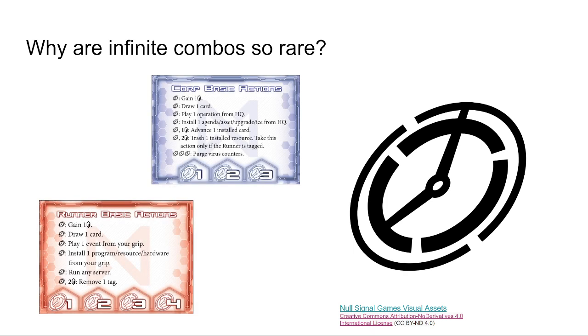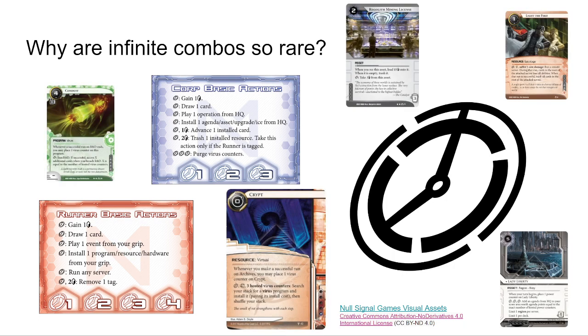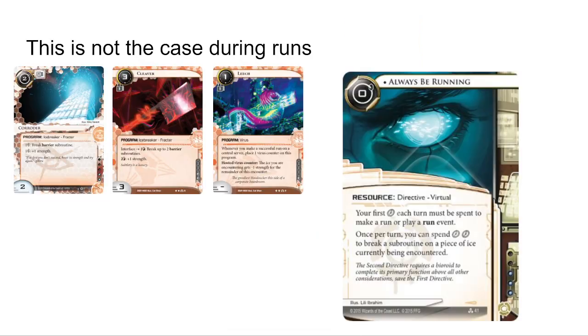One of the most fundamental parts of the game is the basic click actions. You get a certain number of clicks on your turn, and most things that you might want to do cost clicks. And so what that means is that on your turn, even though you can do a bunch of powerful stuff, you're limited to the number of powerful things you can do. And if you're limited in the number of powerful things you can do, that kind of keeps you from going infinite. Now, that's not always the case during runs.